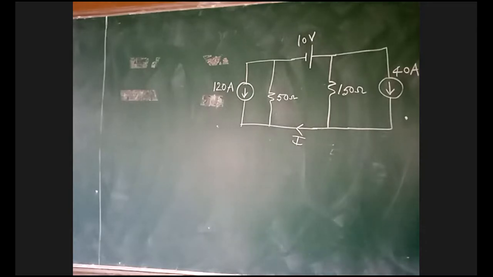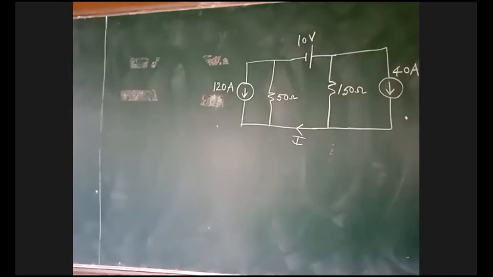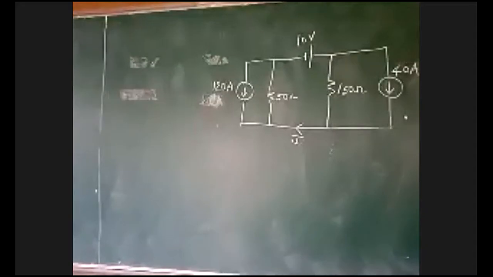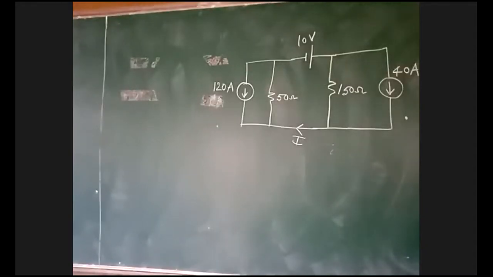So how many sources are there? Two, sir. See properly. Three, sir. One voltage source and two current sources. Three sources.